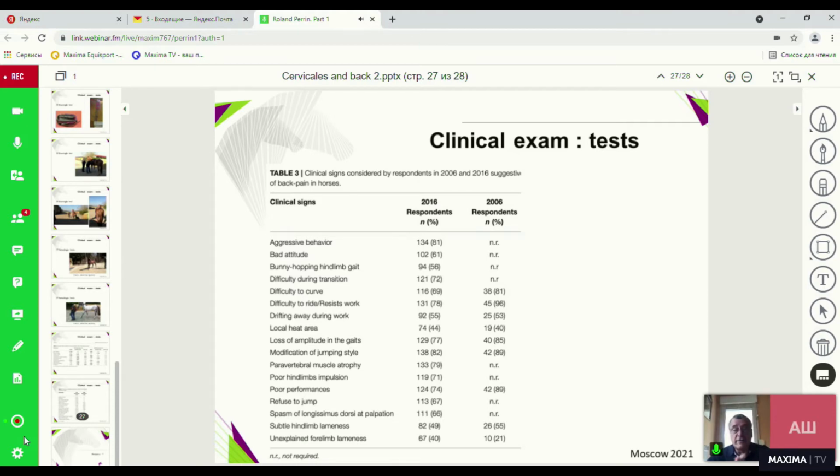And you have some sign of back pain, you can see on this picture too, and you see that it's the same. When you compare between 2006 and 2016, you see that the practitioners observe more and see more things about back pain. They don't look only at lameness, they look a lot at the back and the cervical area.